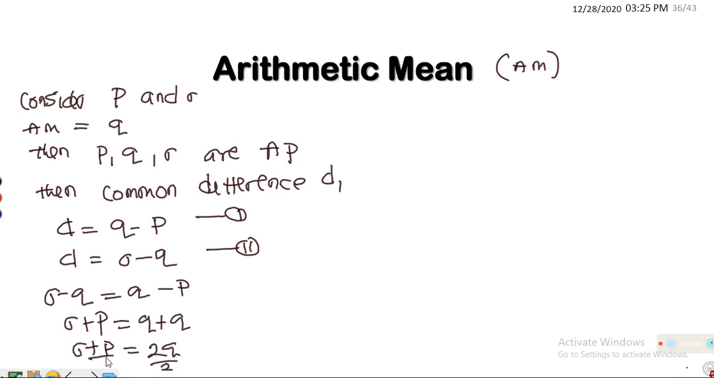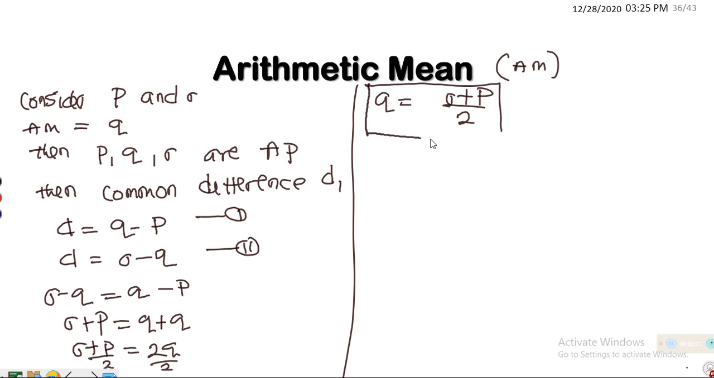Dividing both sides by 2, we have that Q equals R plus P all over 2. So this formula, guys, is called the arithmetic mean of an arithmetic progression AP. This is how to find arithmetic mean. If you can find arithmetic mean, you can insert a number of terms between the terms of an AP.